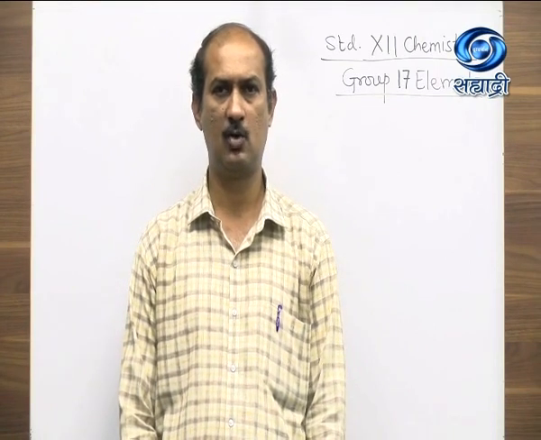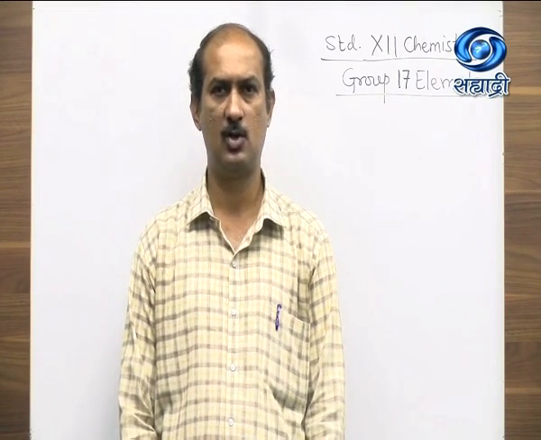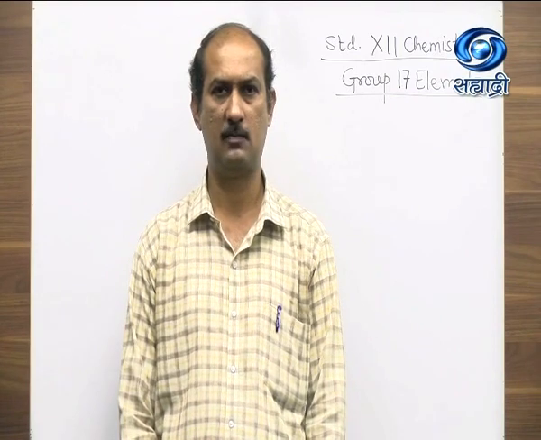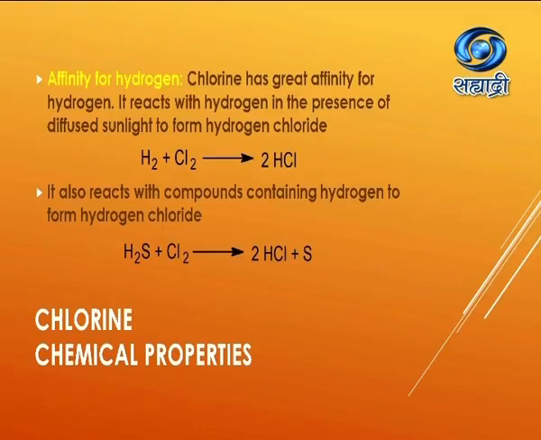We are discussing group 17 elements. So let us continue with the same part. We studied methods of preparation of chlorine, then we saw physical properties and some of the simple chemical properties of chlorine. Now let us continue with the same, that is chemical properties of chlorine.